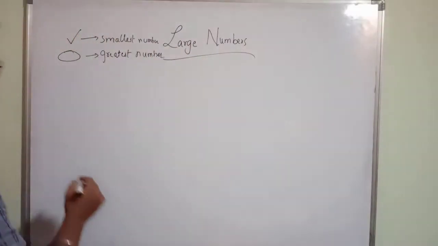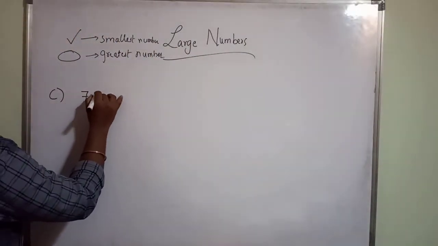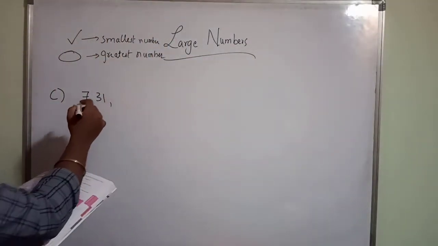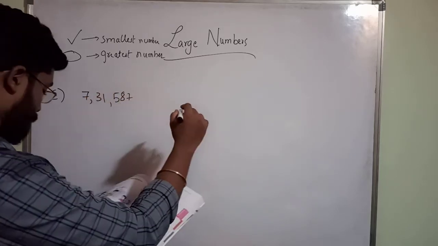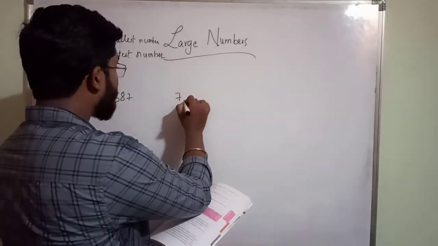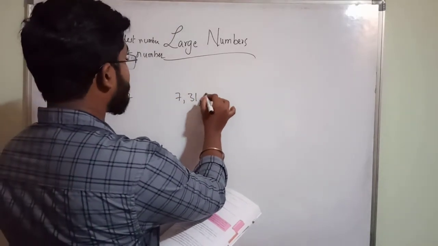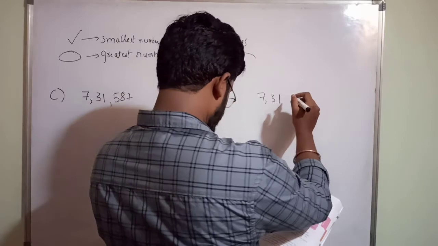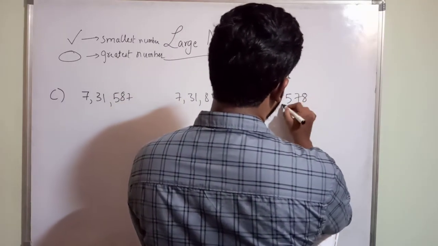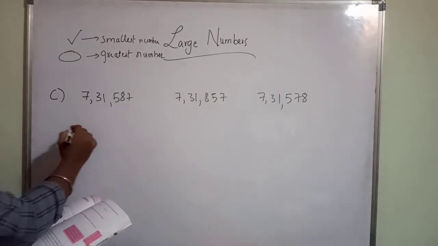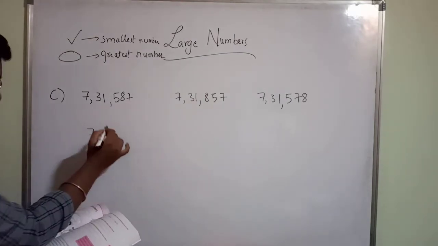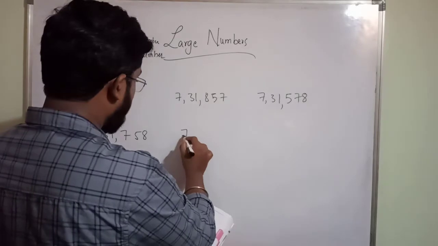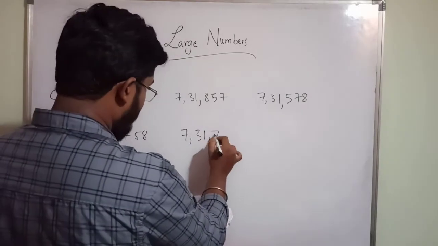Next one, C. 7 lakh 31,000 587. 7 lakh 31,000 857. 7 lakh 31,000 578. 7 lakh 31,000 758. 7 lakh 31,000 785.